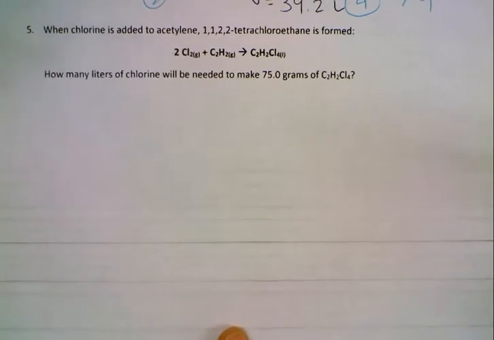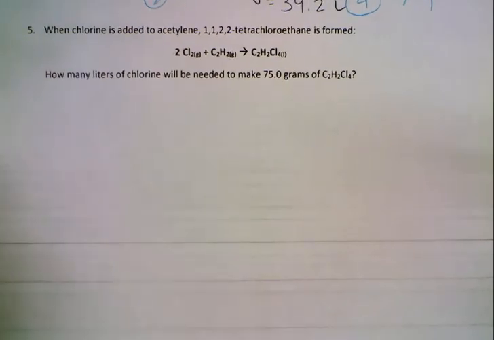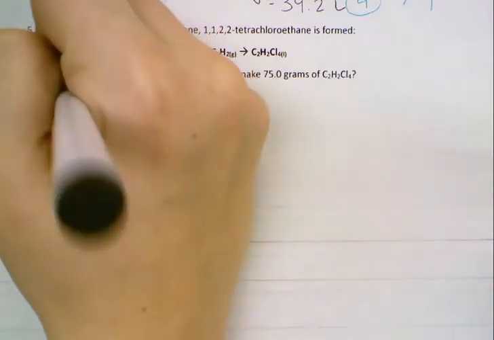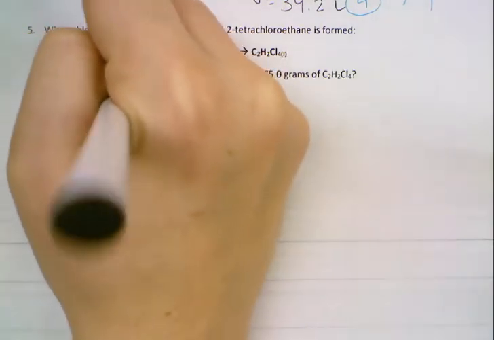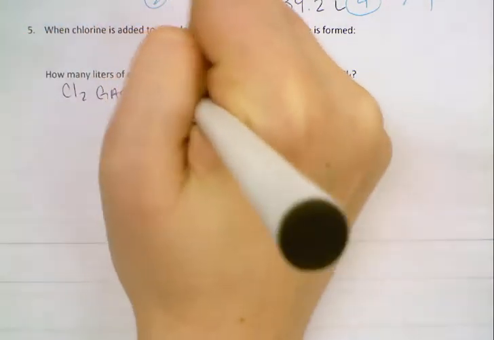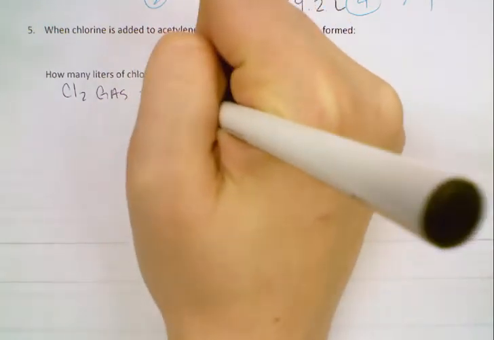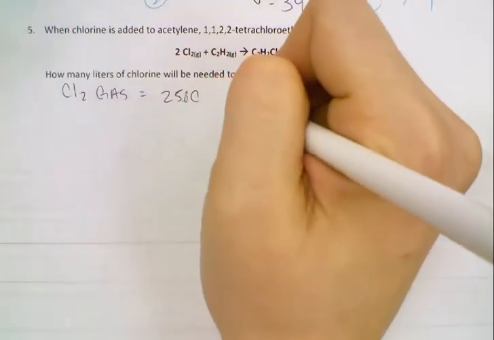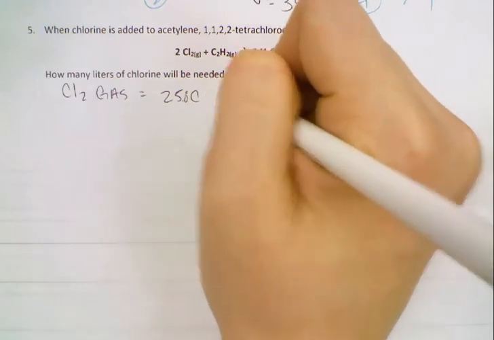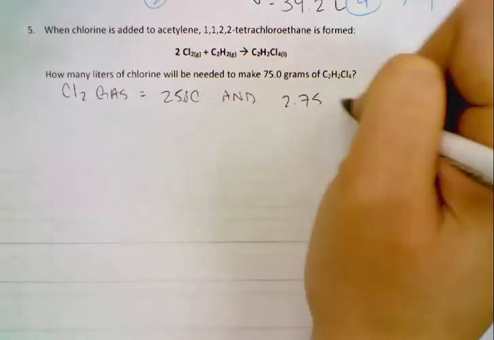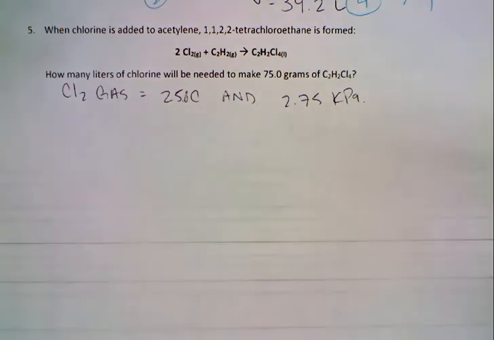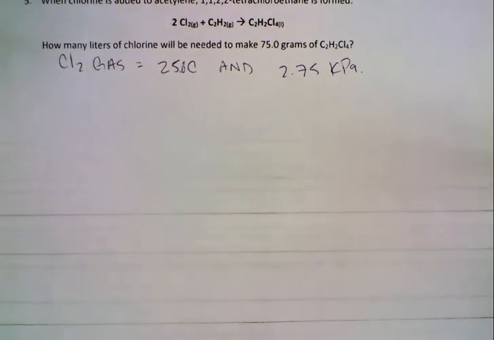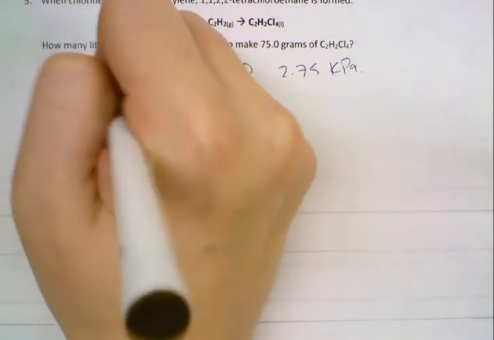The last question is a stoichiometry question. Okay. A few more pieces of information were given to you about the chlorine gas. We were told it's at 25 degrees Celsius. It's 25.0 degrees Celsius, actually, for significant figures, and 2.75 kilopascals. Okay, so we're going to set up our table.